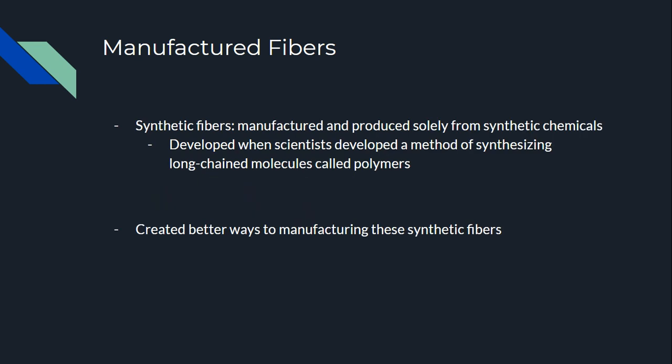Then manufactured fibers took it a step further to actually become synthetic fibers. These are manufactured and produced solely from chemicals. They were developed when scientists developed a method of synthesizing long-chained molecules called polymers. This created a better way to make these synthetic fibers. And these synthetic fibers are actually what is cut into to make cotton blends. So polyester is a synthetic fiber, and most of our cotton blends involve some type of 60-40, 30-70 cotton polyester blend.